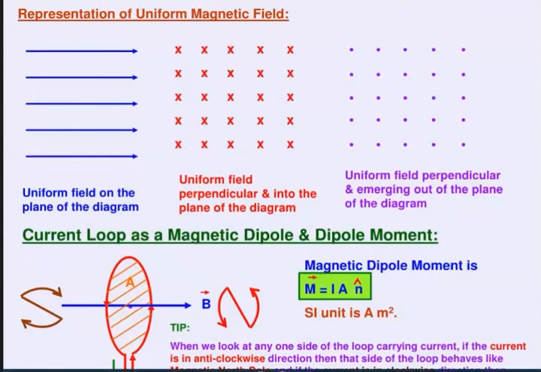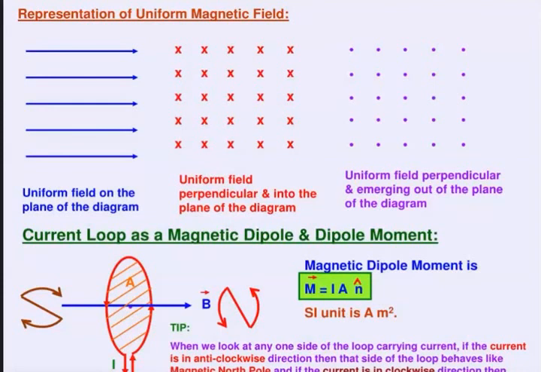But when we take a current carrying loop, it itself acts as a magnetic dipole. Why? Because a current carrying loop has two faces. As you see that in a coin you have two faces, head and tail. Similarly, a current carrying loop will have two faces.